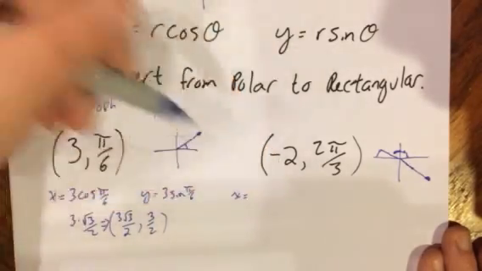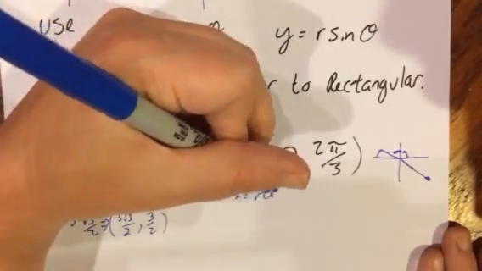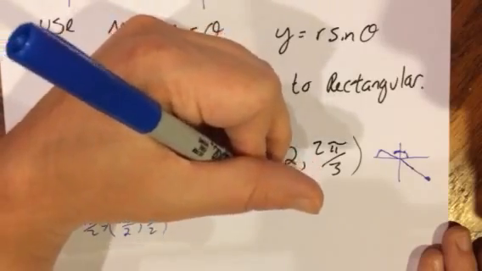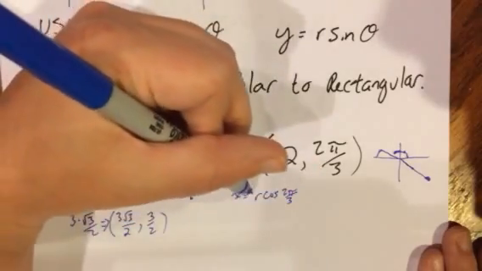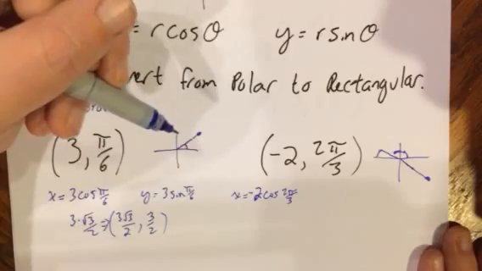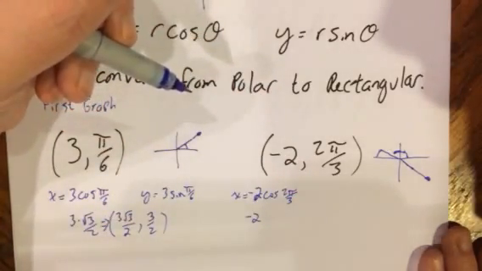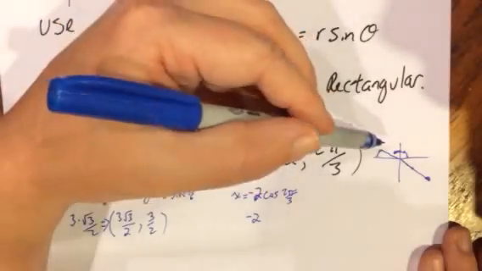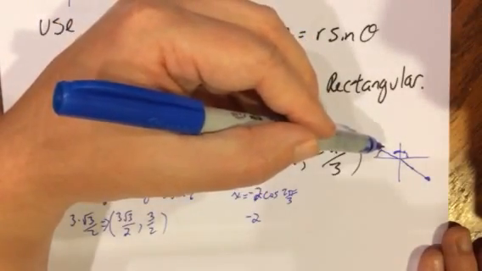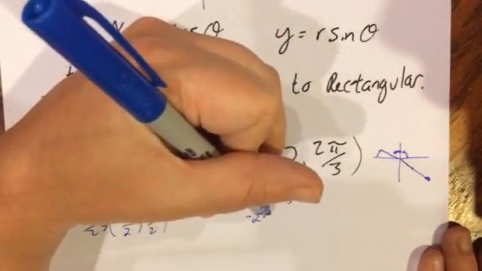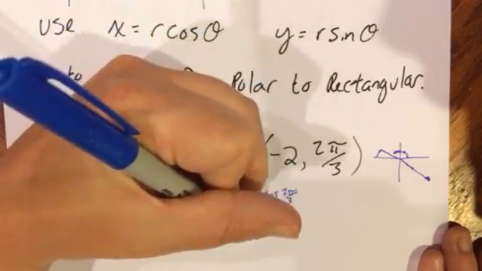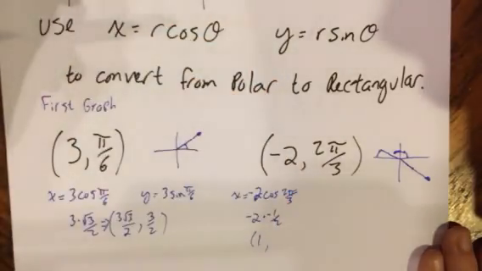So x equals r cos of 2 pi over 3. Oh, sorry, we knew r. R was -2. I don't know why I put r. Okay, so -2. Cos of pi over 3 is 1/2, but 2 pi over 3 is in the second quadrant, so my cos is negative there. So times -1/2. So I get my x to just be 1.